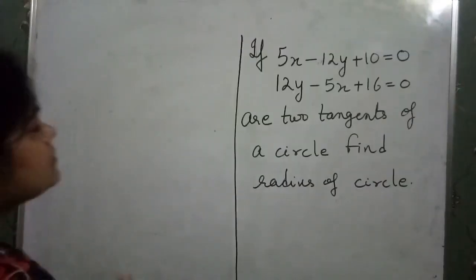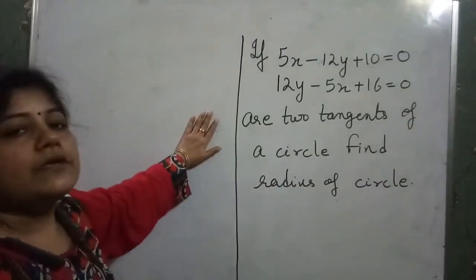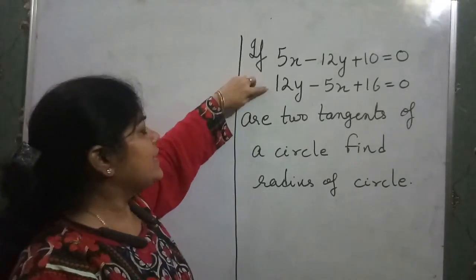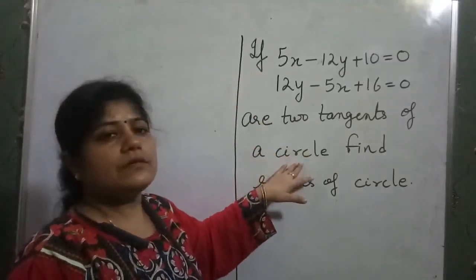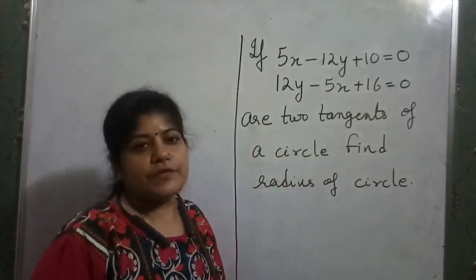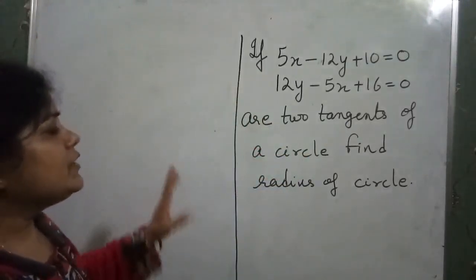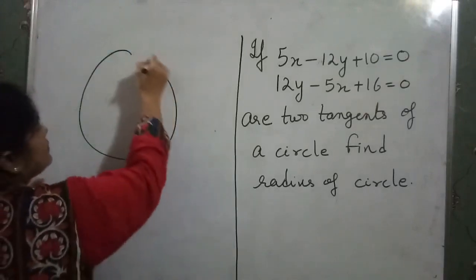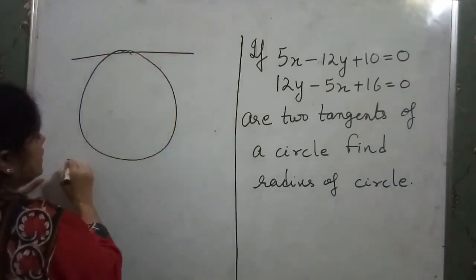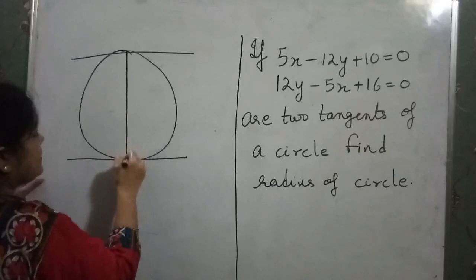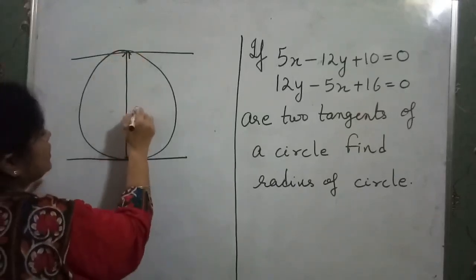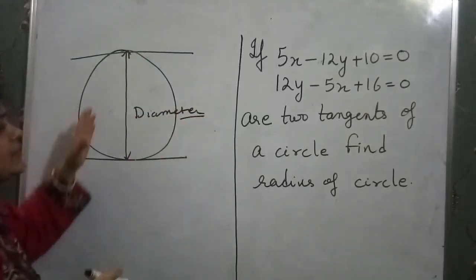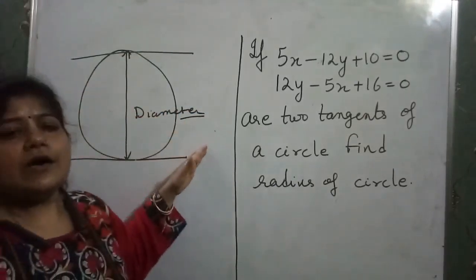Now next question. It is also based upon the tangents on the circle. It is given that these two lines are the two tangents on a circle and we have to find the radius of the circle. Whenever there are two tangents on a circle, they are apart from each other, and the distance between them is equal to the diameter. And for the radius, we have to just find the distance between them and take half of it.